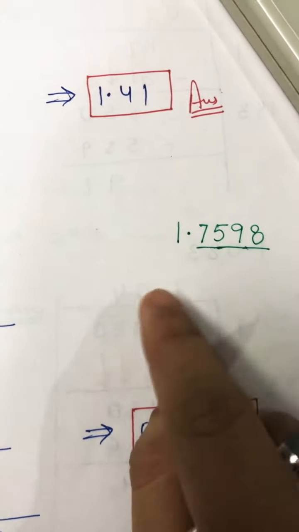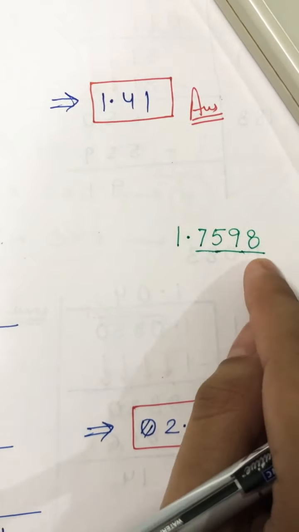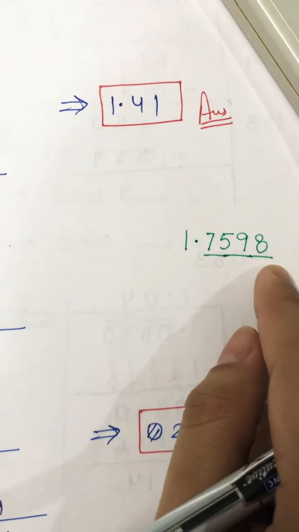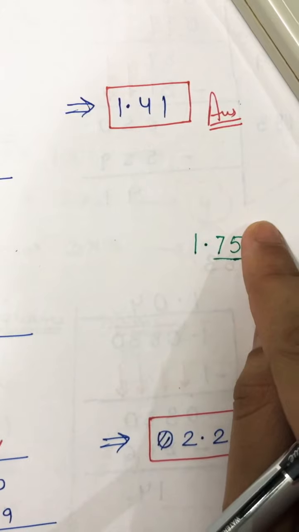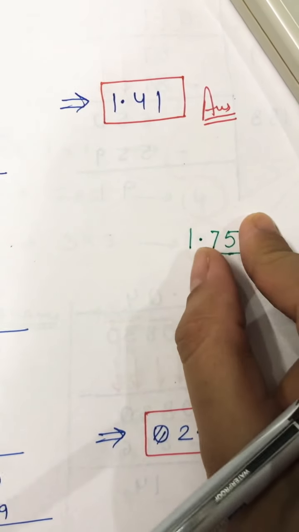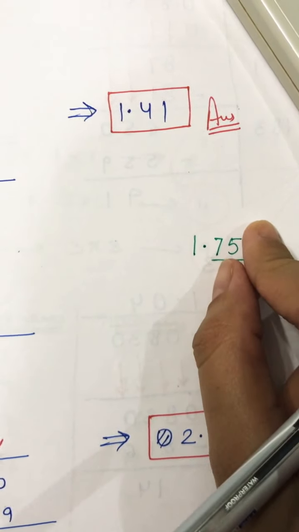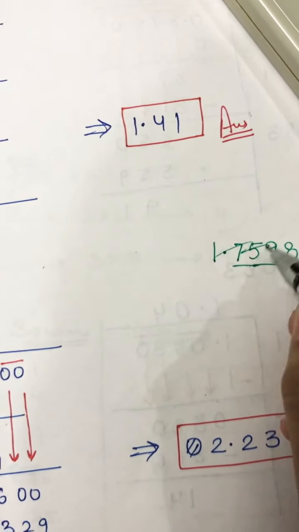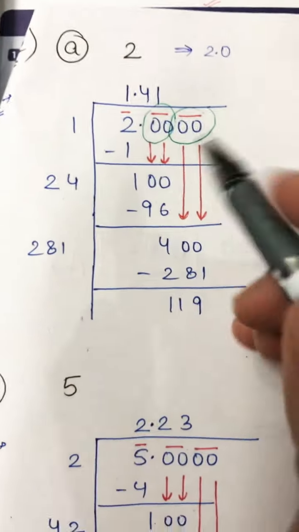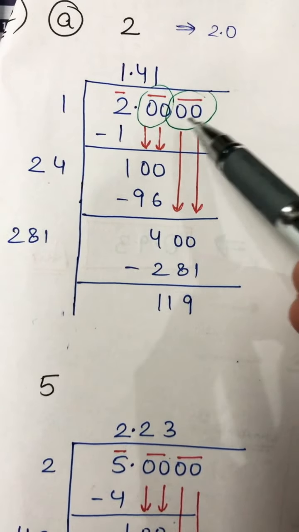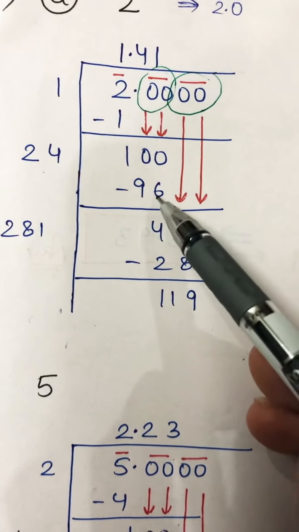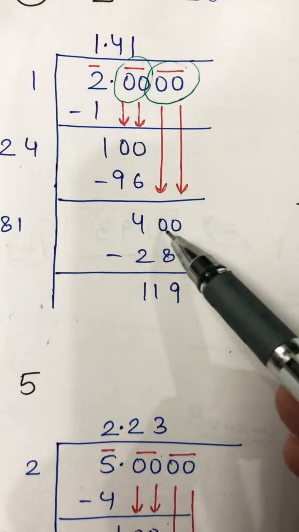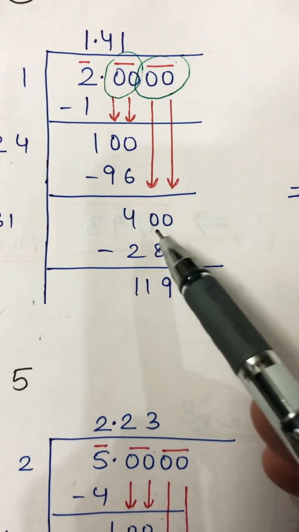After the decimal, how many digits are there? That means up to that decimal place. So in this question, you have taken the answer up to 2 decimal places, which means after the decimal, 2 digits should be there. Now we'll continue with the question. Again you have to place 2 zeros. Now take out these 2 zeros. 100 minus 96 is 4, and these 2 zeros you have to place here.